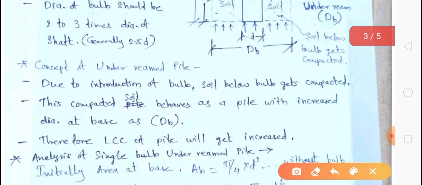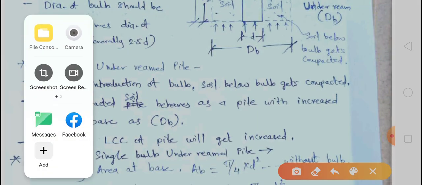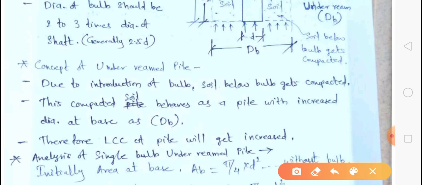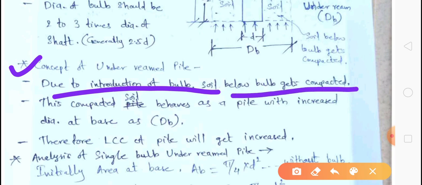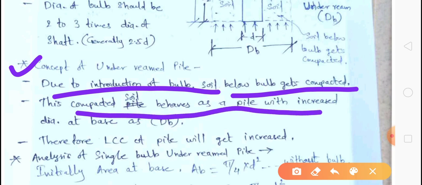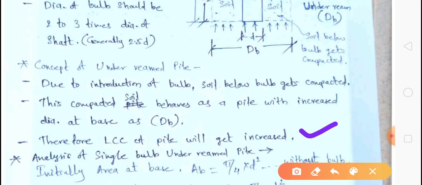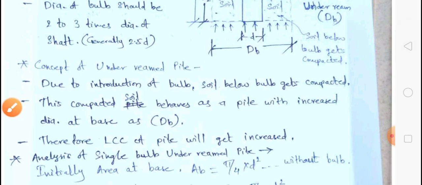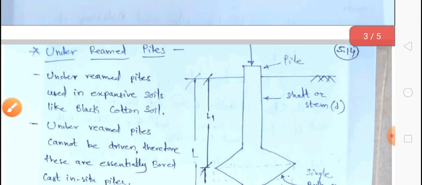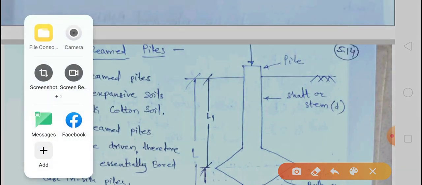Here I have written the concept of under rim pile. Due to introduction of the bulb, soil below gets compacted. This compacted soil behaves as a pile with increased diameter at the base as dB. Therefore, load carrying capacity of the pile will get increased. Now again some explanation is given.